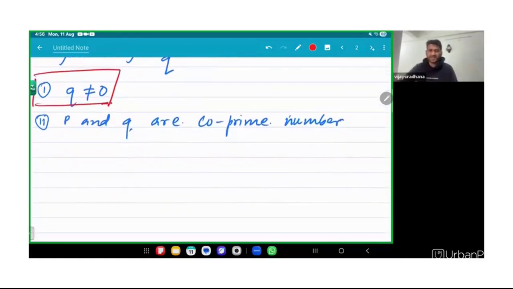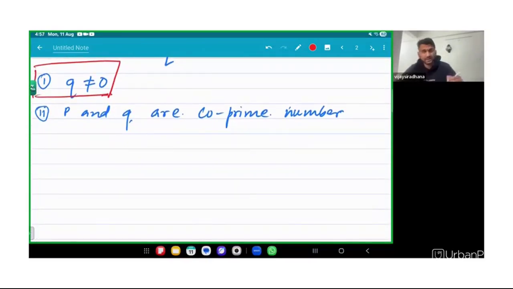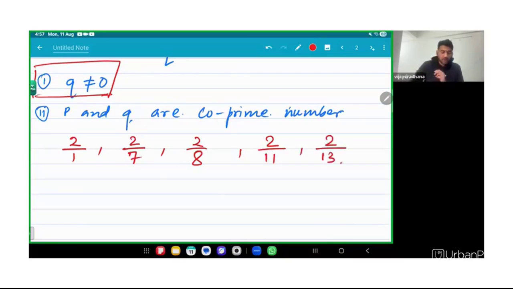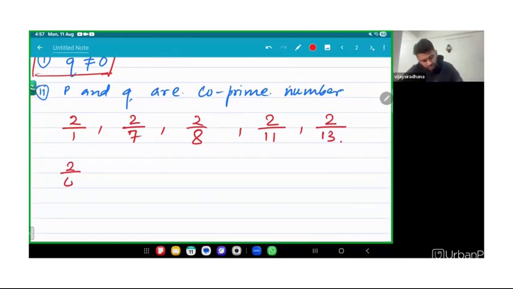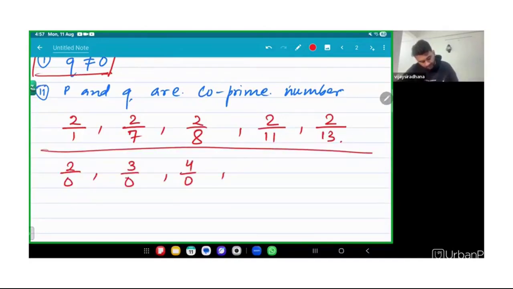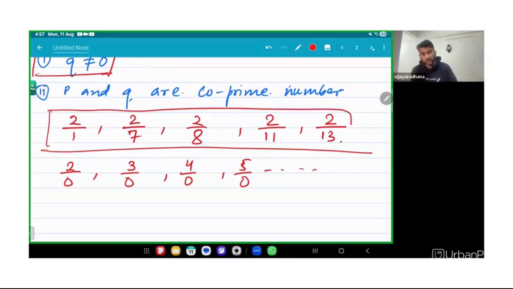Why? Now, let us take an example. I'll write any number in the p by q form. Suppose I am writing 2 by 1, 2 by 7, 2 by 8, 2 by 11, 2 by 13. And in the second statement, I'm writing 2 by 0, 3 by 0, 4 by 0, 5 by 0, and so on. Here I have written 0 in the denominator. So in the first one, Q is not equal to 0.